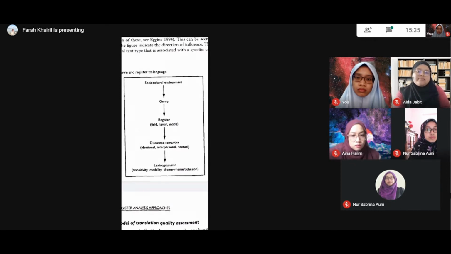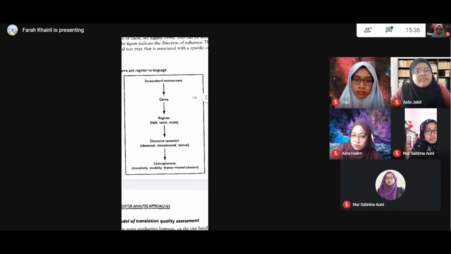So next is register. There are three variables discussed in register, which are the field, tenor, and also mode. Field focuses on what the text is written about, what the language used is. Second is tenor, which is communication with whom, the communication between one person and another. And last is the mode, which is the form of communication, what kind of communication is being used, either written or spoken. But in this context, it is focusing on written text.